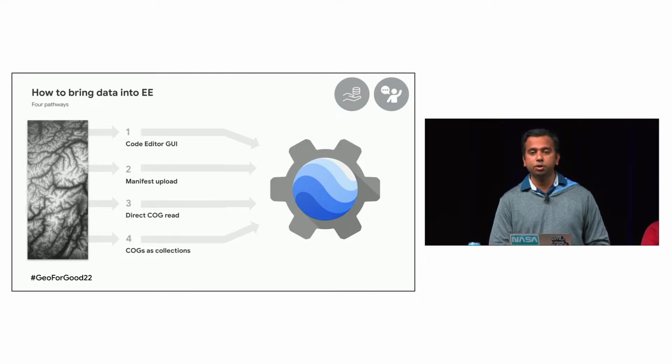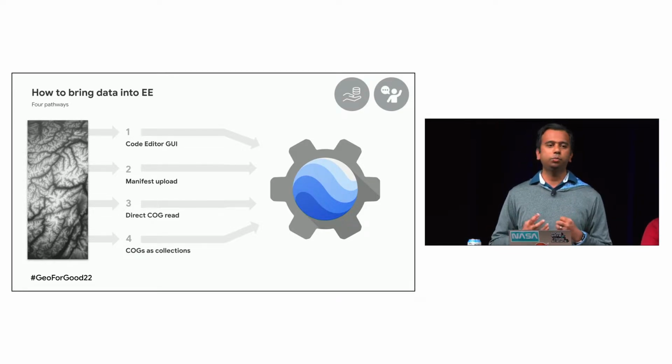We're going to talk about the code editor GUI. This is probably the most familiar way in which most people bring data sets, unless you have hundreds and thousands of files. If you do have hundreds and thousands of files, we're going to talk a little bit about the manifest upload. You might have also noticed that there is a mechanism for us to build these things called Earth Engine manifests, and that allows us to also bring in data.